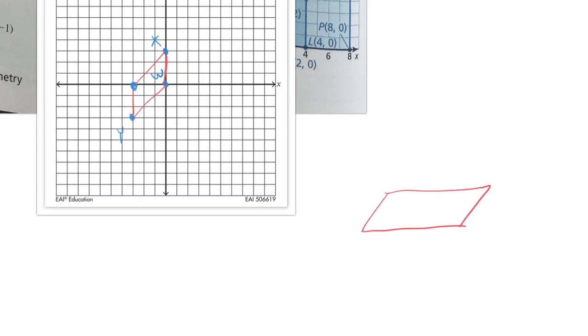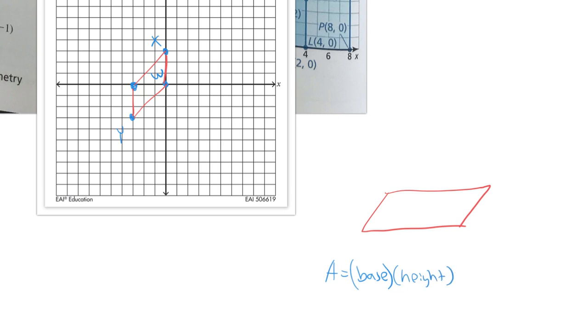Typically, they're represented like this, where they're tilted to the side like that. This is kind of an interesting looking one, but they're typically tilted like this. And you can think of a parallelogram as having an area that is the base times the height. That's going to be the area.